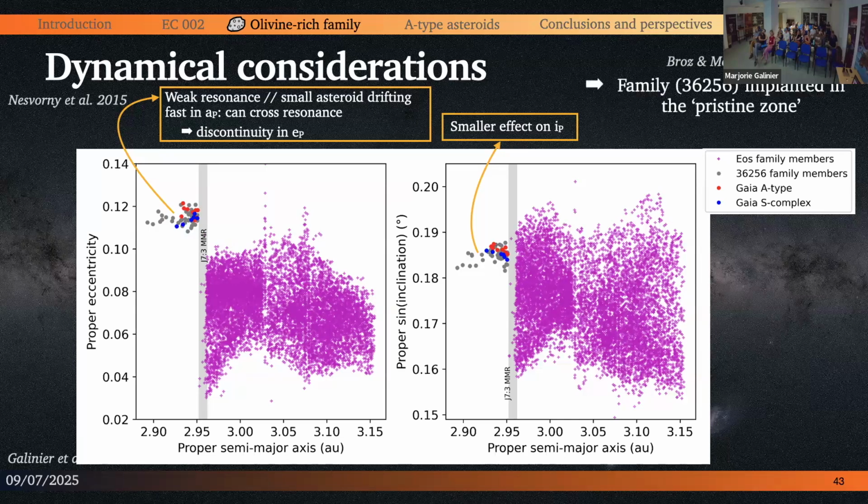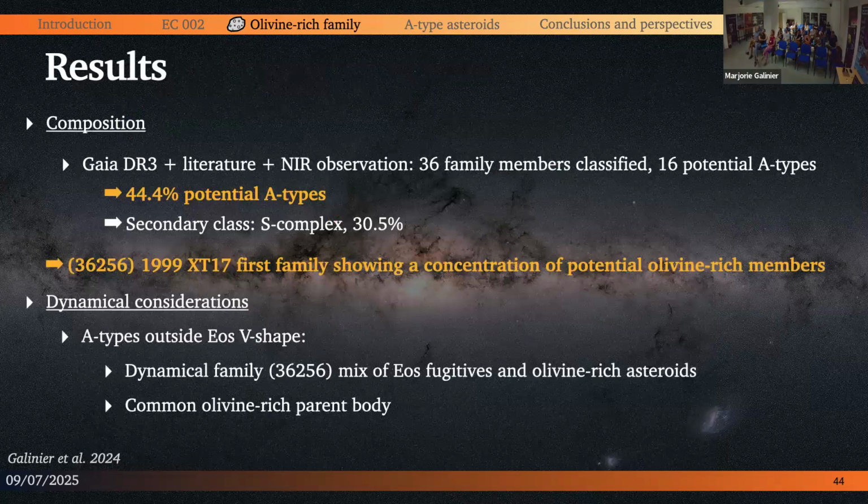So Nesvorny concluded that the family 36256 was implanted in the pristine zone. And this contributes to the fact that some of these objects are likely Eos family members that jumped the resonance. So in conclusion, all of our potential A-types are outside of the V-shape of Eos. So these objects likely come from one single olivine-rich object that got disrupted here. And maybe the dynamical family is a mix of Eos fugitives and A-types.